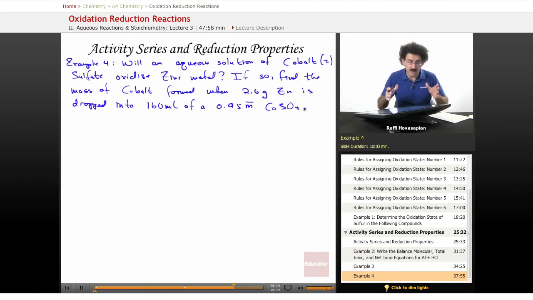So, will an aqueous solution of cobalt sulfate oxidize zinc metal? If so, find the mass of cobalt formed when 2.6 grams of zinc is dropped into 160 milliliters of a 0.95 molar cobalt sulfate. Okay, well, if I look on the activity series or the reduction potential, cobalt is below zinc on the activity series. It's higher than zinc on the reduction potential, which means it has a higher reduction potential than zinc. So yes, cobalt will oxidize zinc.